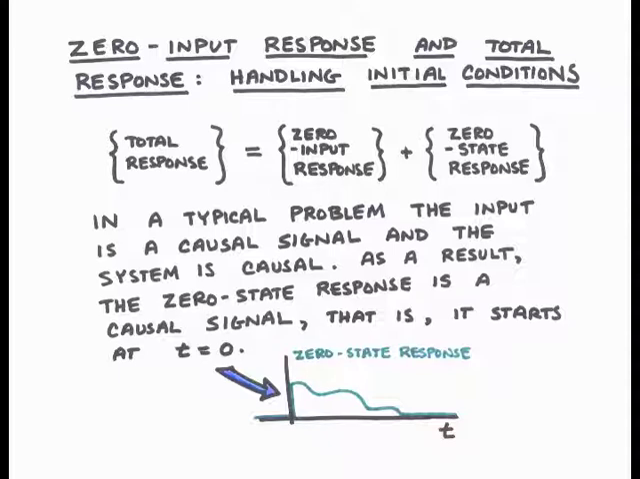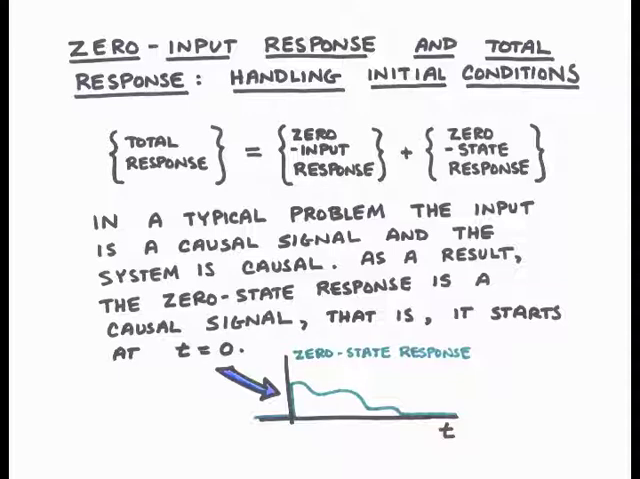Now first recall that the total response is the sum of the zero input response and the zero state response. The zero input response is the response of the system when the input is 0. It's the response to the initial conditions. And the zero state response is the response when the initial conditions are 0. It's the response to the input.